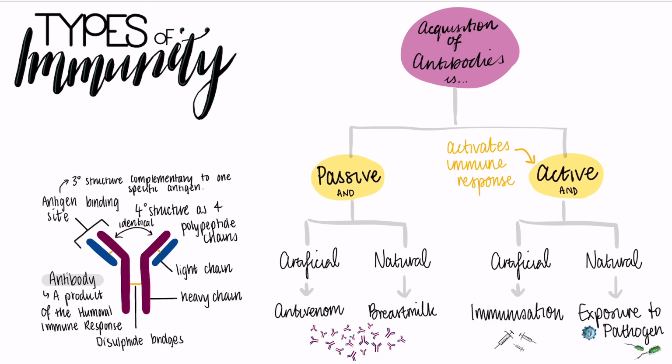As a recap, there are two main types of immunity. We've got our active and our passive. Both of those can be either artificial or natural, and it's important for you to be able to identify and recognize each of those.